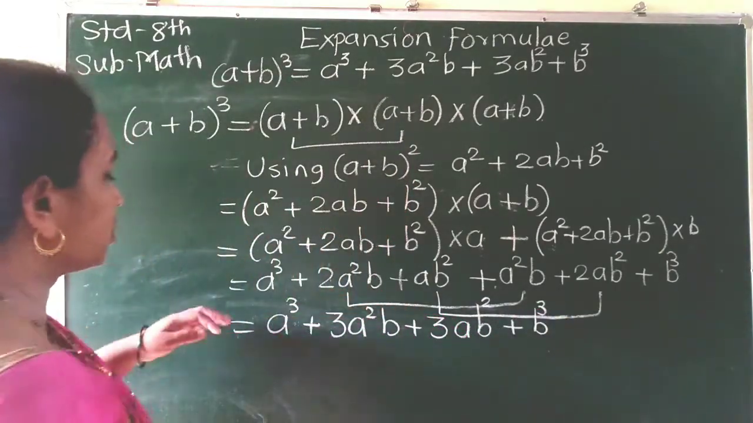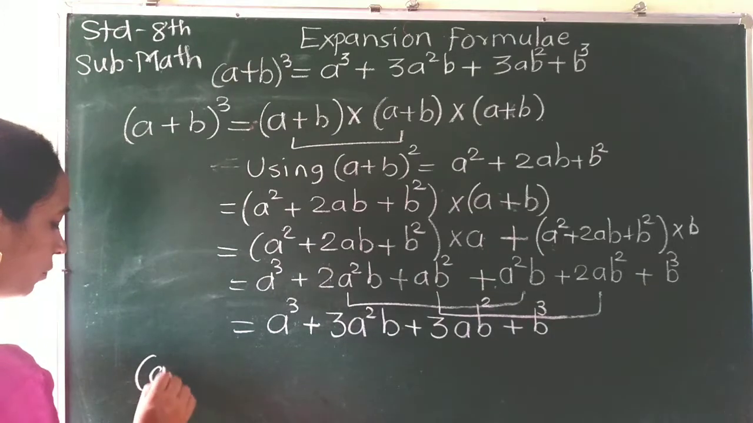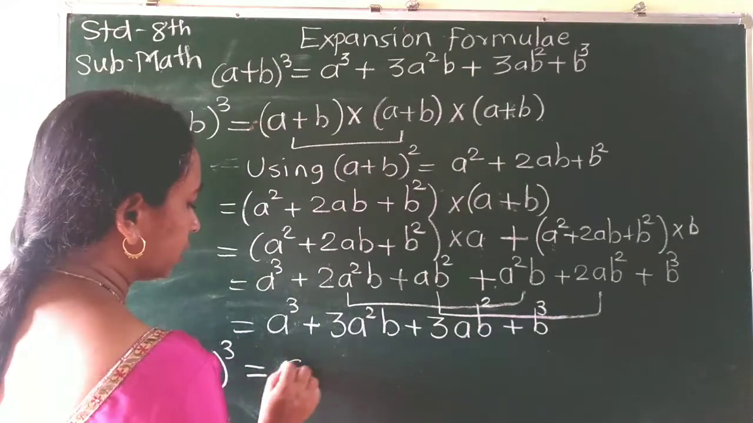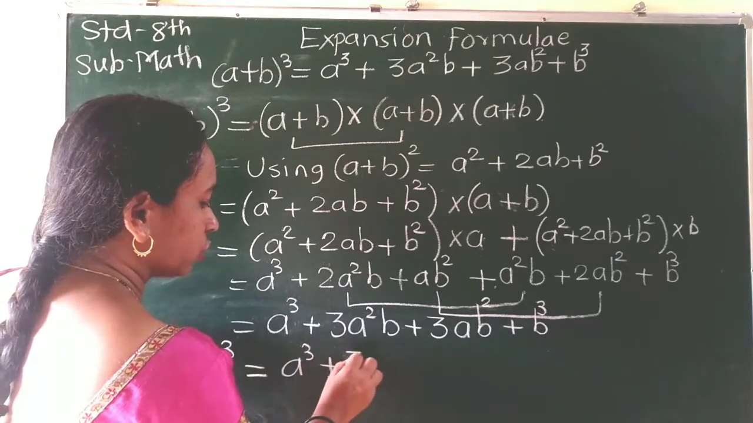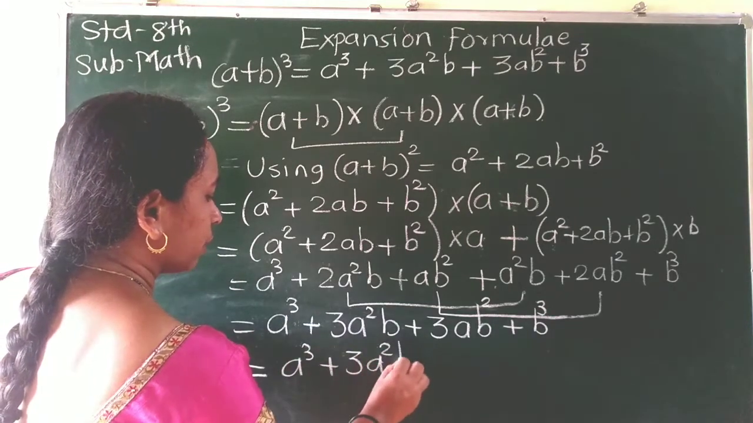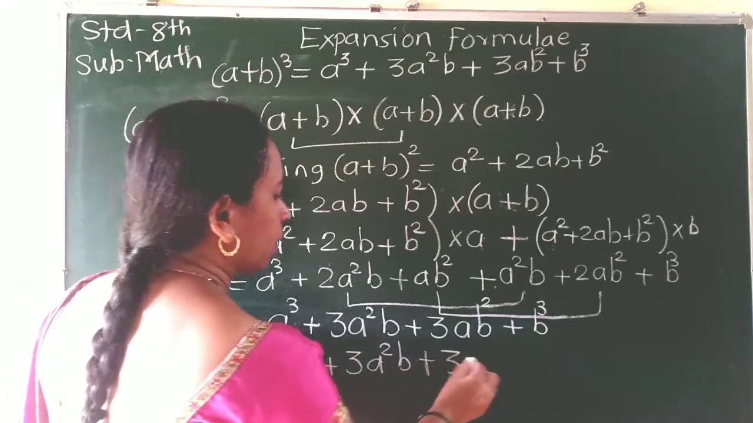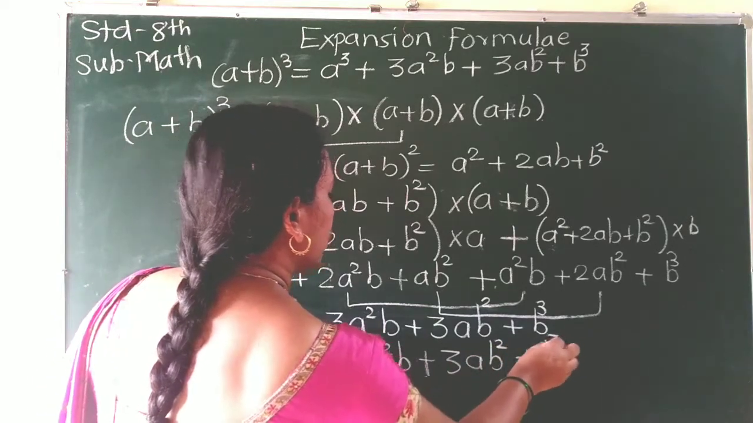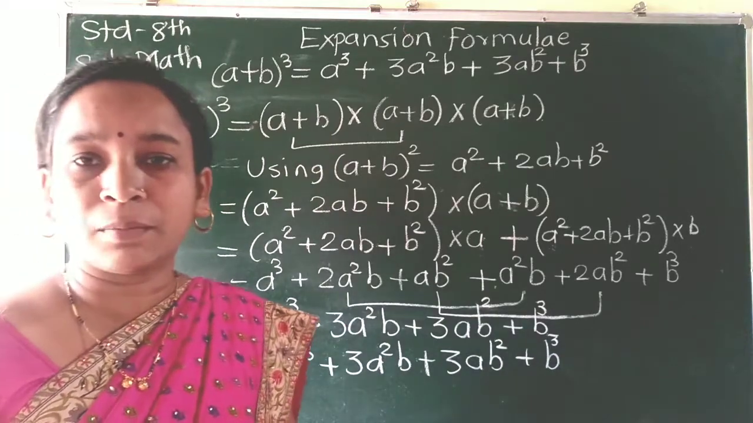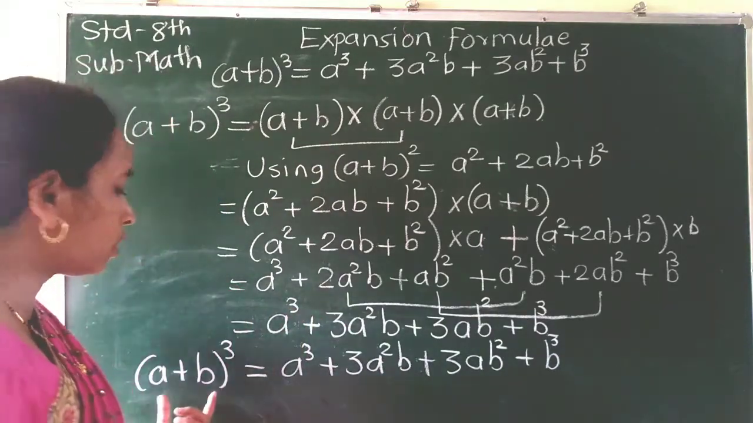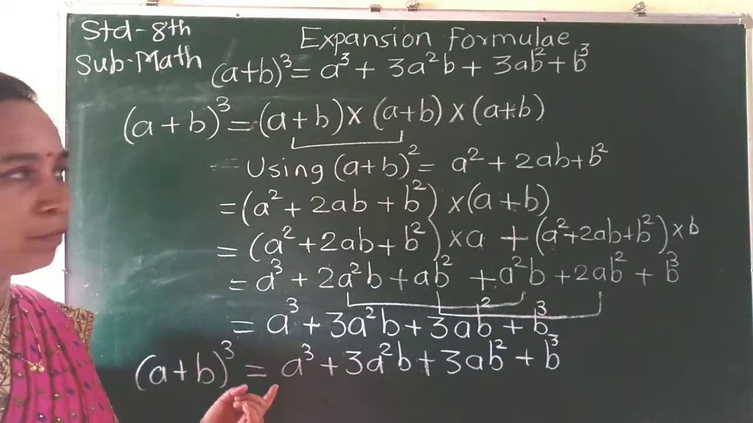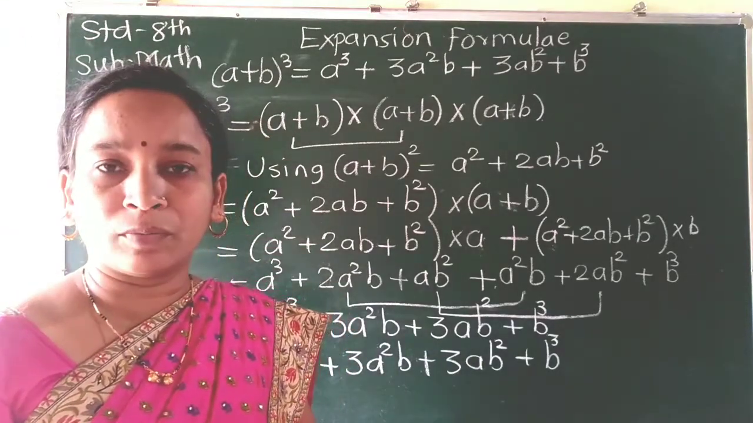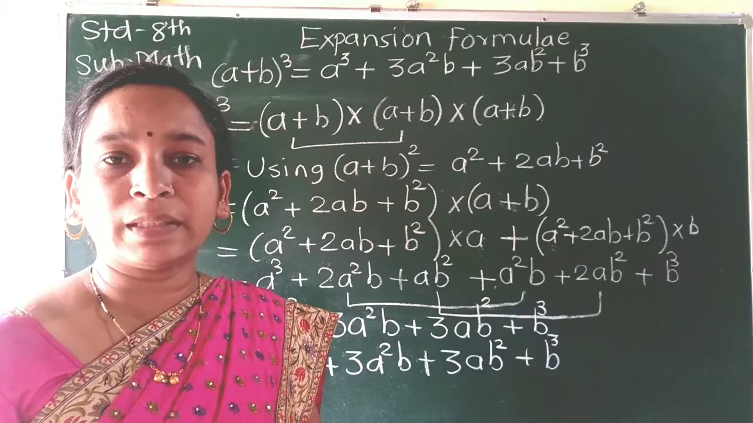So what is the expansion formula of (a + b) cube? (a + b) cube is equal to a cube plus 3a square b plus 3ab square plus b cube. Using this formula, we'll solve some examples. We'll find out the cube of the binomial. So this formula will help you to find out the cube of binomials. So we'll see the examples.